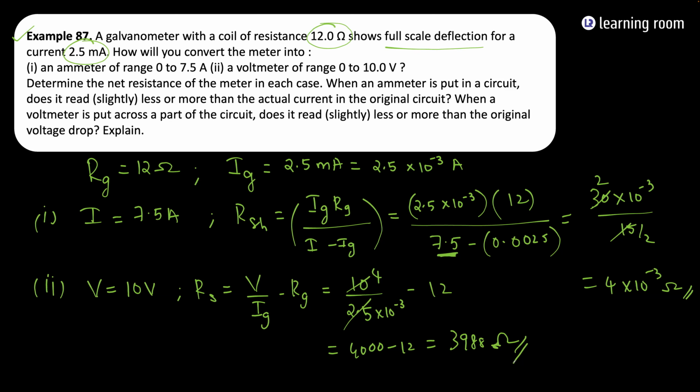Is the point clear? The next part they are asking is to determine the net resistance of the meter in each case. So what is the resistance of the ammeter and what is the resistance of the voltmeter? That is what the question means. Just now I gave you an equation. So what is the resistance of the ammeter? It is the resistance of the galvanometer into the shunt resistance divided by Rg plus R shunt.